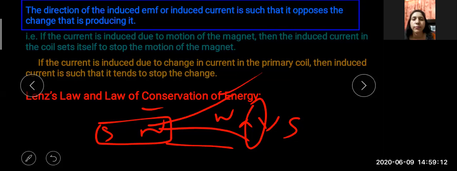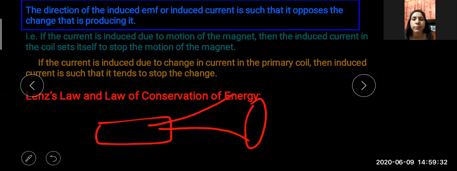Okay, thus the mechanical energy has been converted into electrical energy. I hope this is clear to you. Similarly, when the bar magnet is taken away from this coil, as we have seen in the previous case, this is north, this is south. That is, the bar magnet is moved to the left side.